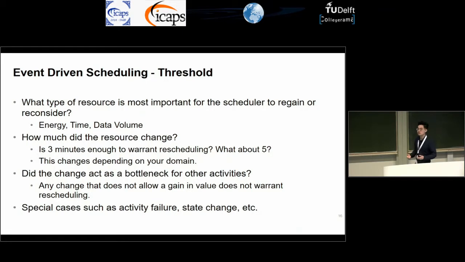And so in order to avoid this, we have to determine a threshold or criteria so we don't reinvoke the scheduler needlessly. And so some criteria to consider would be what type of resource it is. For us, we care about energy, time, and data volume. How much of the resource changed, whether or not the activity that was involved with the event is a bottleneck, and whether or not this is a special case you want to consider. For example, if an activity actually failed on board the rover, you want to be able to reinvoke the scheduler. And if it doesn't fit these criteria, it may not be worth reinvoking the scheduler.